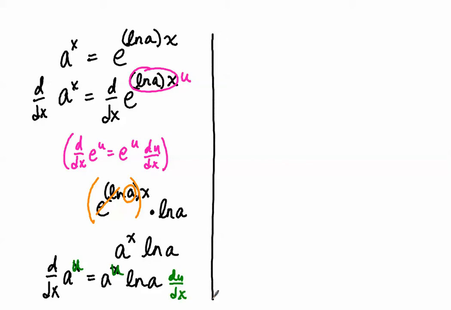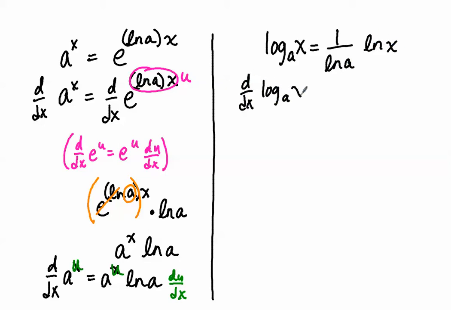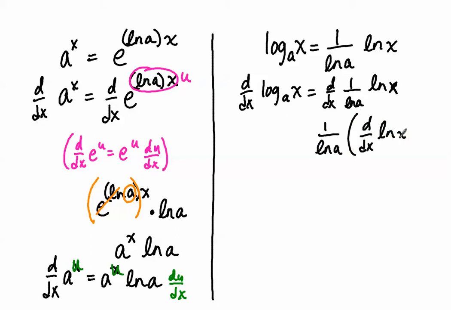Let me show you why the other one is why it is, because I know you really want to know, as you should. Let's start with the definition of log base a of x. We're writing it as 1 over the natural log of a times the natural log of x. So we'll take the derivative of both sides. Okay, so you see what I did here is I just said d dx of both sides. Over here, well, 1 over natural log of a is just a constant multiple, so I'm going to pull that out, times the derivative with respect to x of natural log of x.